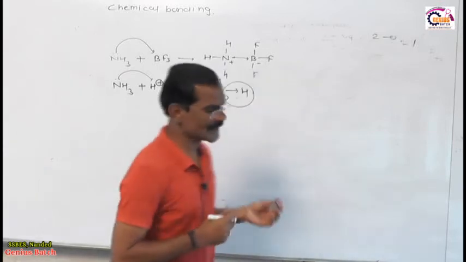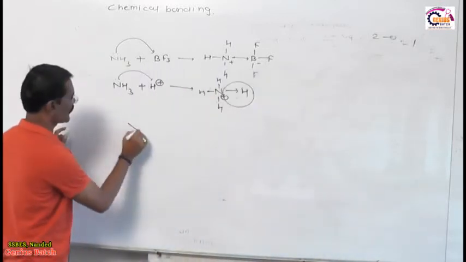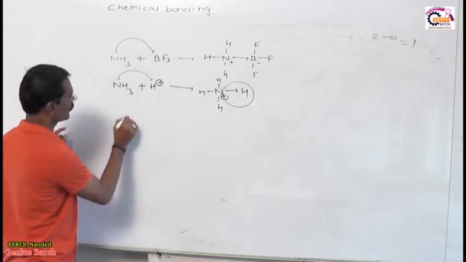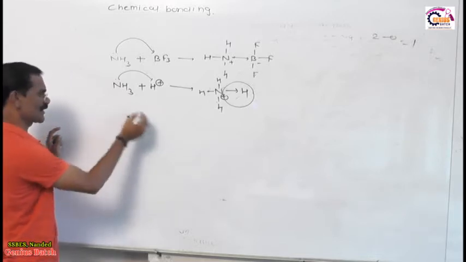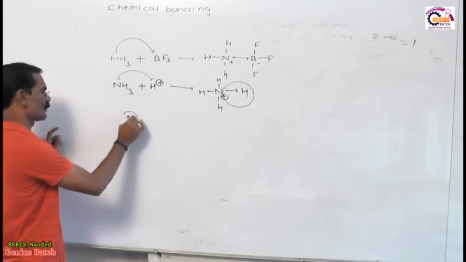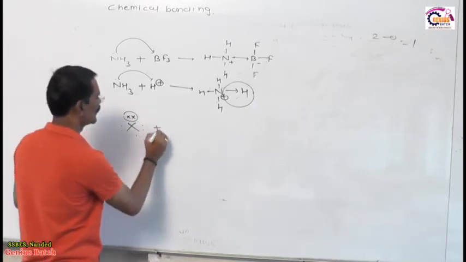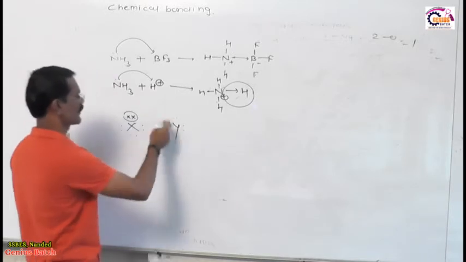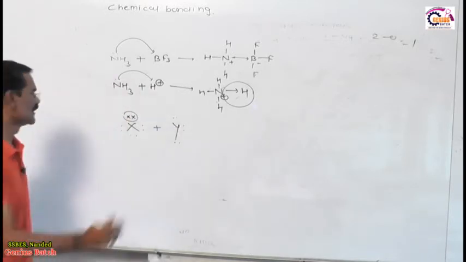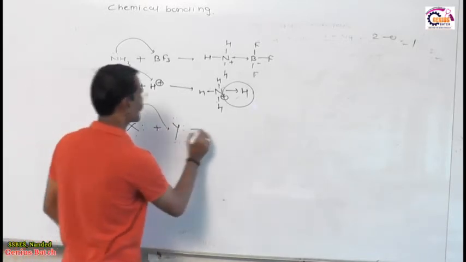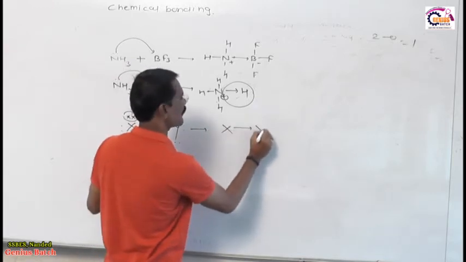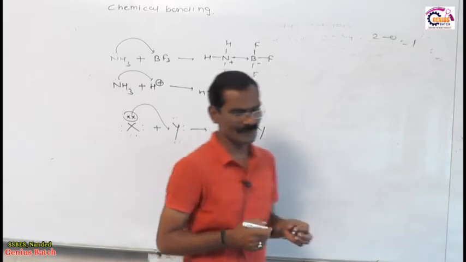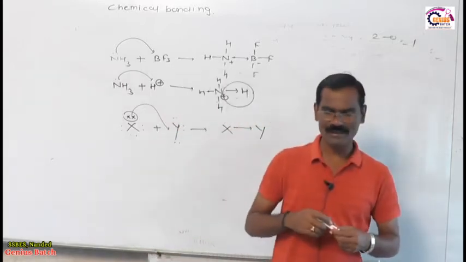Now I will represent it in short form. Suppose this is X, which contains an octet with a lone pair, and it reacts with Y. Y is a molecule which contains only 6 electrons, an electron deficient molecule. When X and Y combine together, it gives this type of molecule. This arrow pointing indicates electrons from X are transferred toward Y, and this bond is called the coordinate bond.